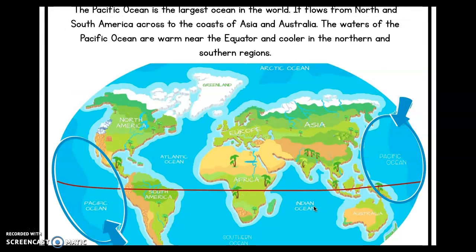All right, next up we're going to talk about the Pacific Ocean. You can see 2 circles circled here. That's because, remember, our Earth is a globe, a sphere, so we're looking at it flat right now, but if it was connected, then these oceans would be connected. It's the largest ocean in the world. It flows from North America and South America across to the coast all the way over here, which is Asia and Australia. The waters of the Pacific Ocean are warm near the equator, the red line, and they're cooler the further away you get from the equator.